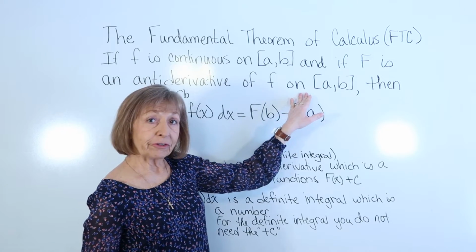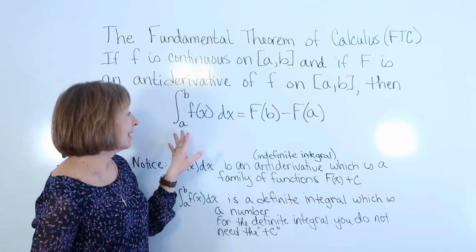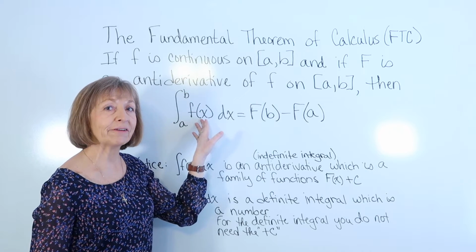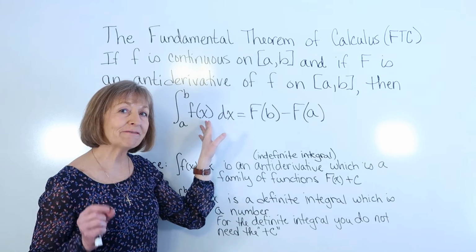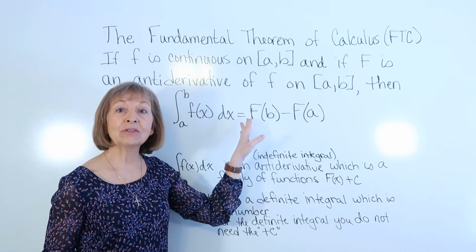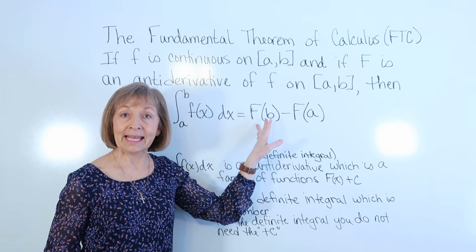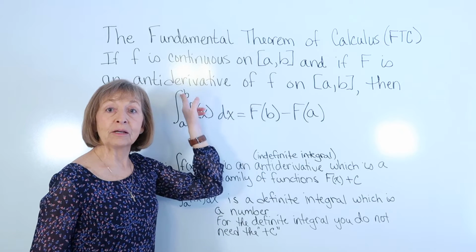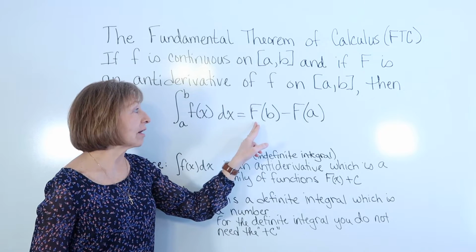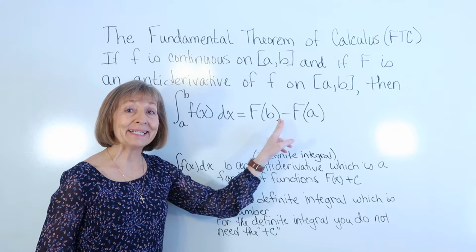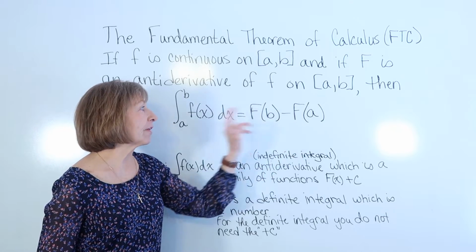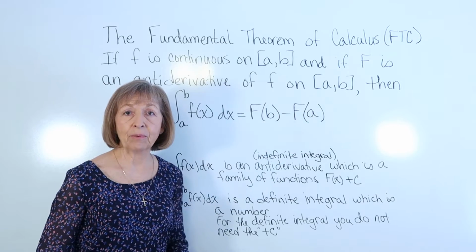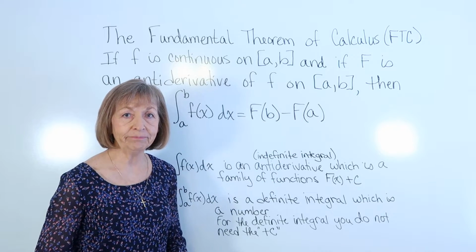On that closed interval from a to b, then the definite integral from a to b of this small case f of x dx can be evaluated also by taking your antiderivative of that integrand, evaluated at the upper limit of integration, minus an antiderivative of that integrand evaluated at the lower endpoint of integration.